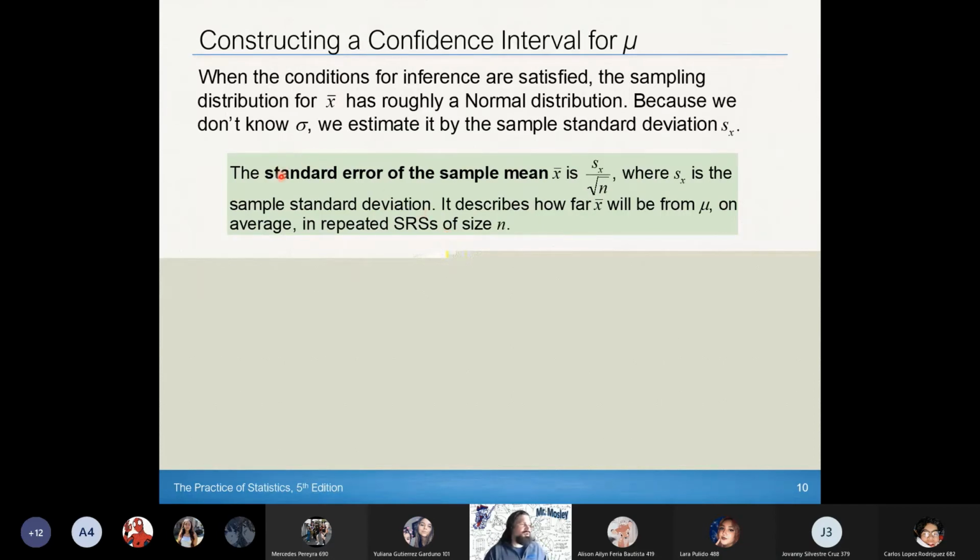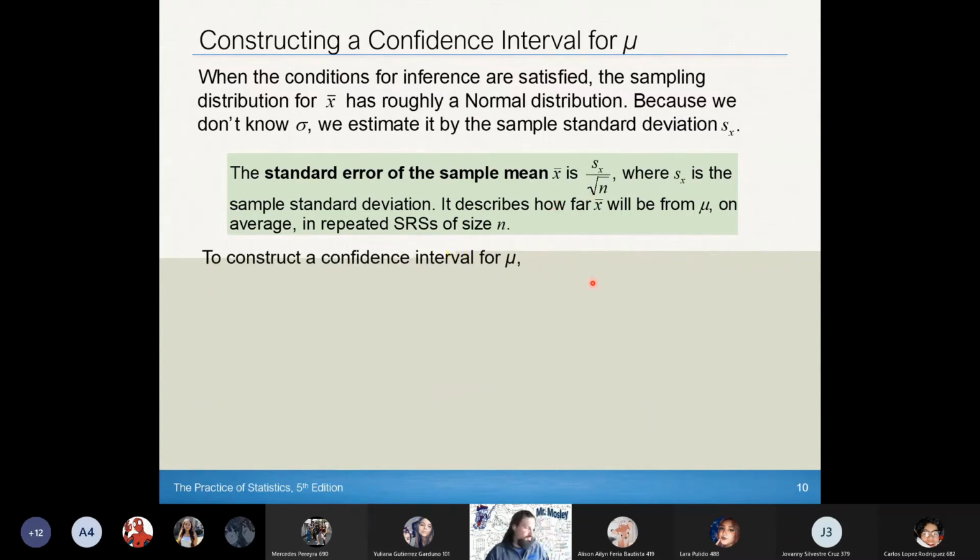The standard error of a sample mean is a formula provided on your formula sheet. I think on the formula sheet it says S sub x equals S over square root of n, but it is a provided formula. You don't need to memorize it, but it is provided.